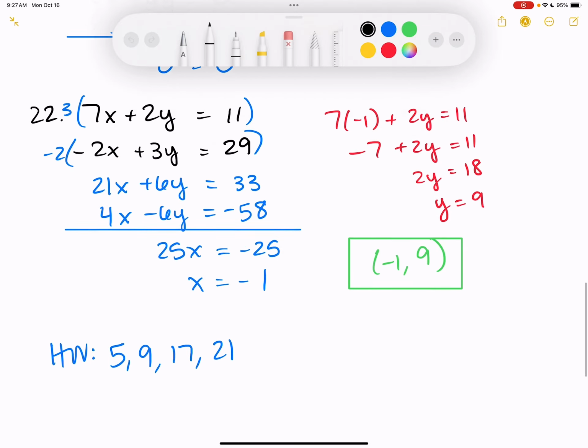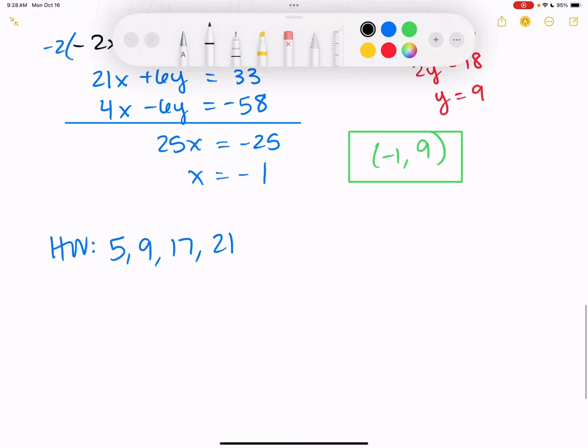So let's see. We did through 22. All right, these ones now let you choose any method. Just as a reminder, if it specifies a method, you have to use that. If I don't, or the book doesn't specify a method, you can pick whichever one you prefer.